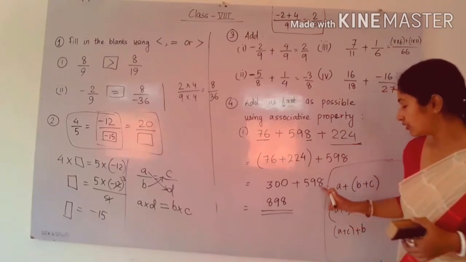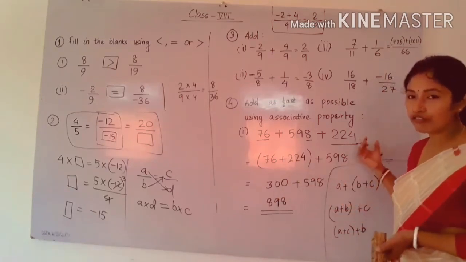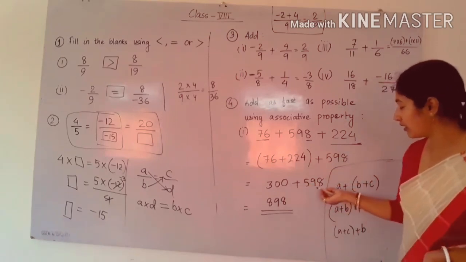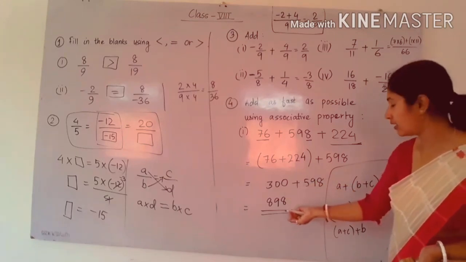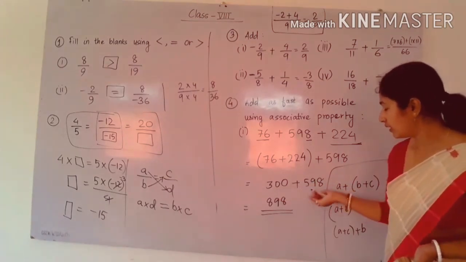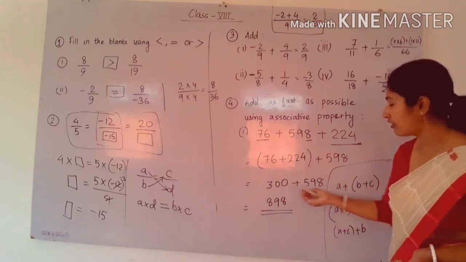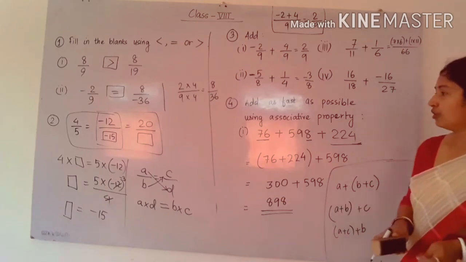So this is 300 plus 598. No need to do it in a rough copy or anywhere. You can directly add the two numbers. How will we add? In the ones place it is 8, here it is 0, so you can add easily 8. In the tens place it is 9, here it is 0, so it will be 9. Then 5, then 3, it will be what? 8. So like that you can easily do the question.